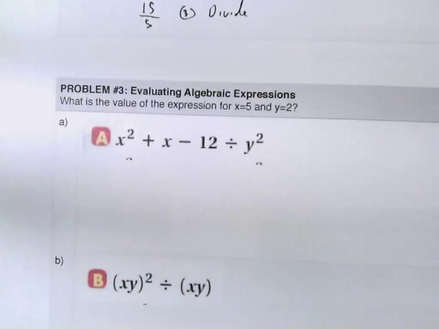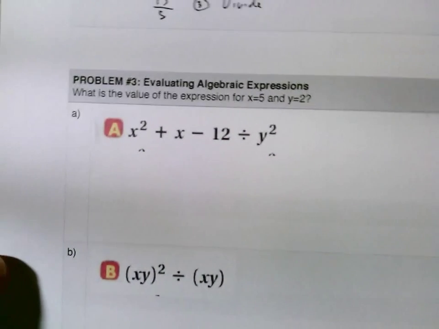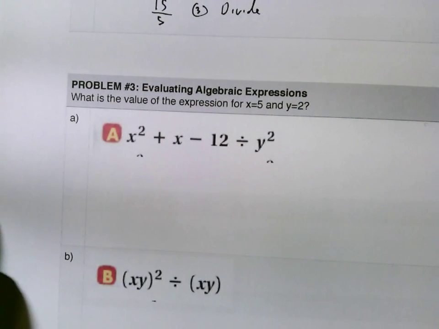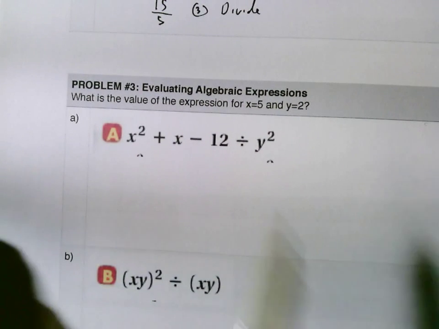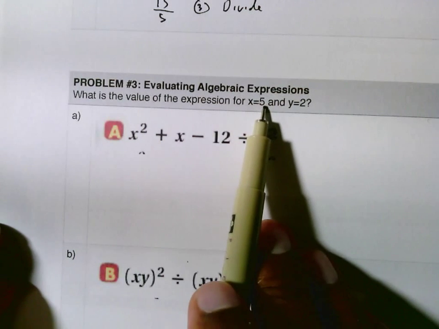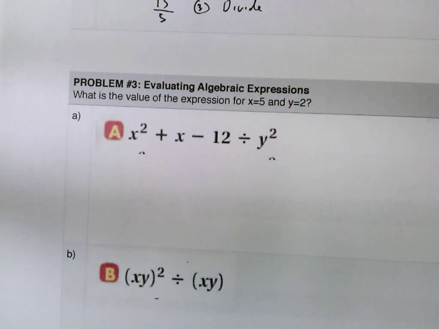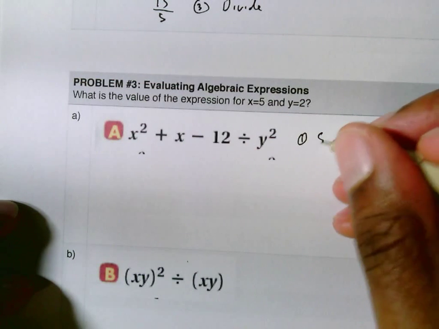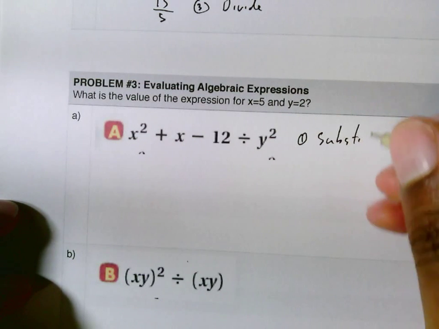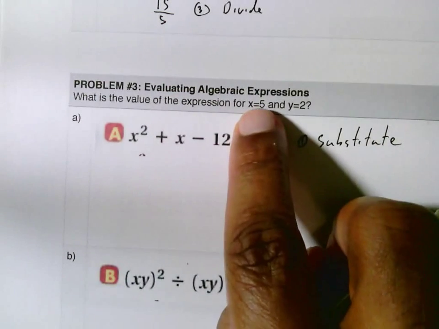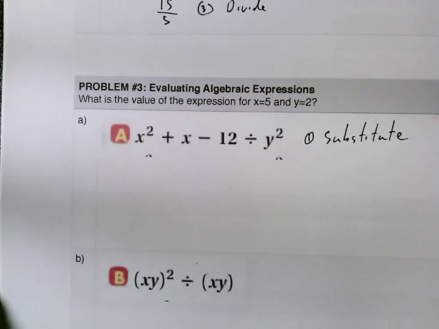So right now, I want you to evaluate this expression. Now this one has a bunch of x's and a bunch of y's, and right now you're looking at me starting like, I don't know how to do this. Now if we look carefully, let's read the question. What is the value of each expression if x is 5 and y is 2? Now to do this, the first step is we're going to substitute. So what that means is I'm going to replace every x with 5, and every y becomes 2.